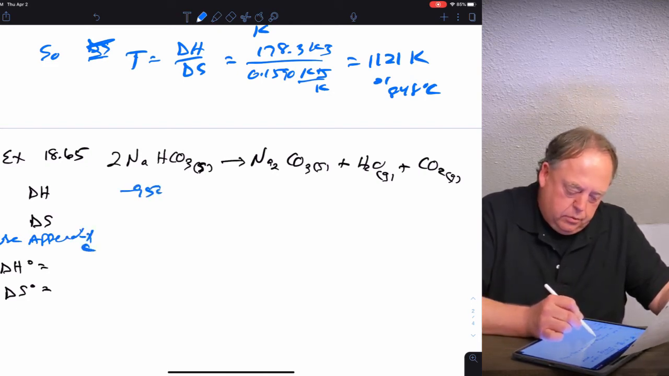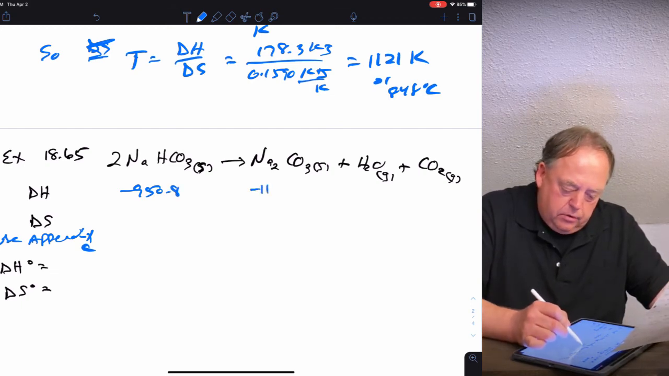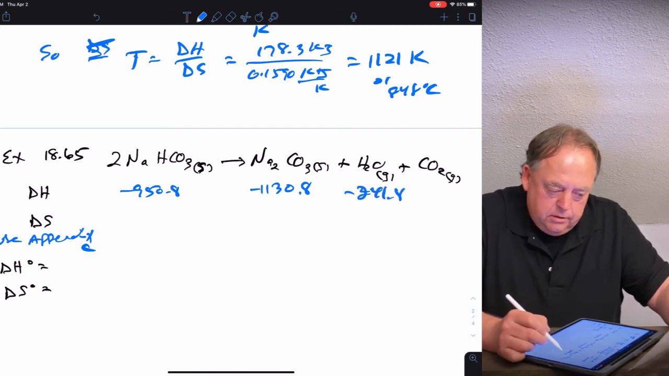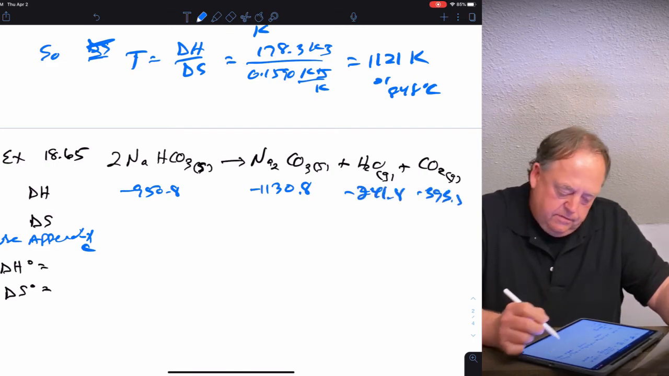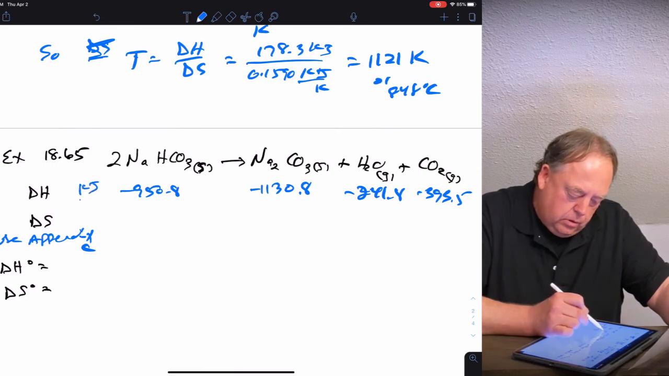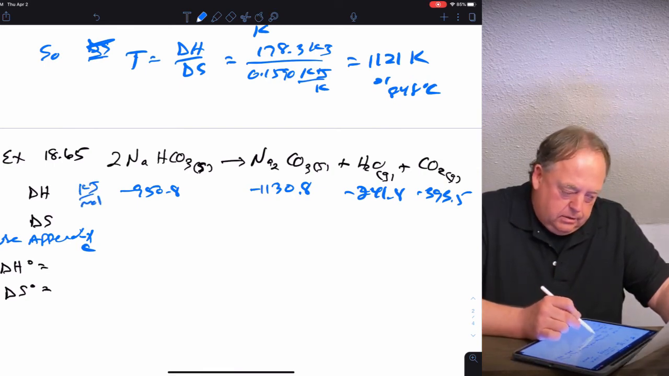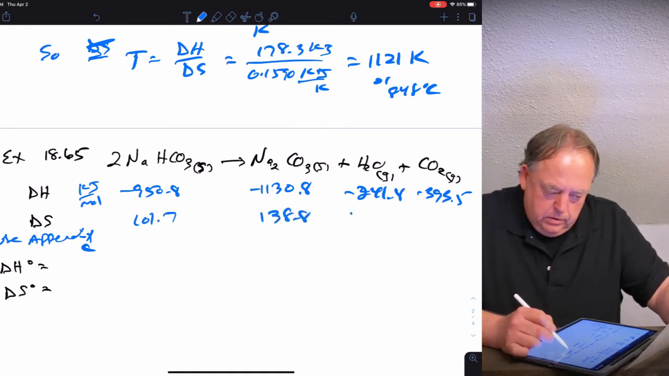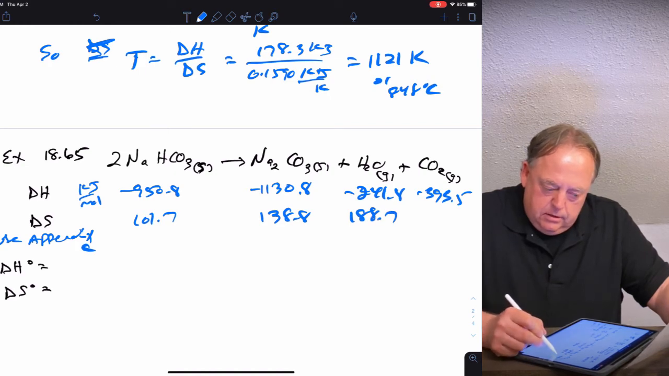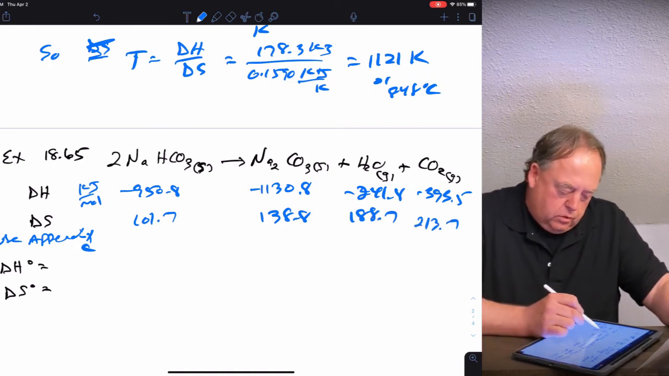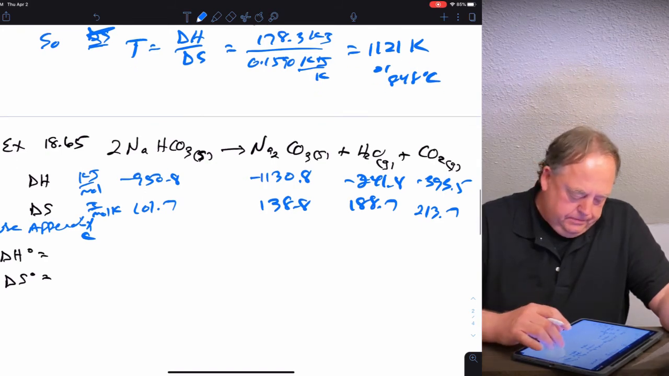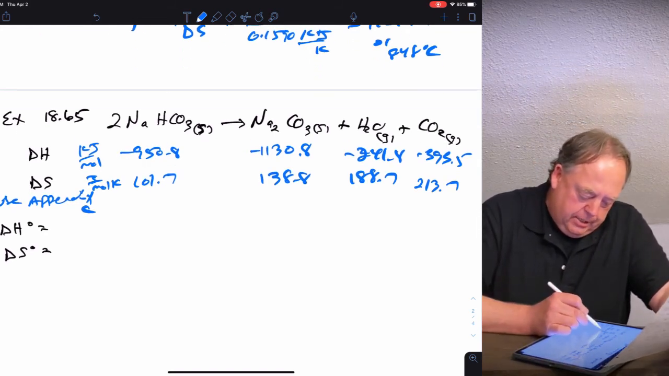So negative 950.8, negative 130.8, negative 241.8, and CO2 negative 393.5. These are all kilojoules per mole. And for delta S, 101.7, 138.8, 188.7, and 213.7. And these are all joules per mole Kelvin. So again, either those numbers would be given to you, or you would have to look them up in a table. So now we can calculate delta H and delta S.